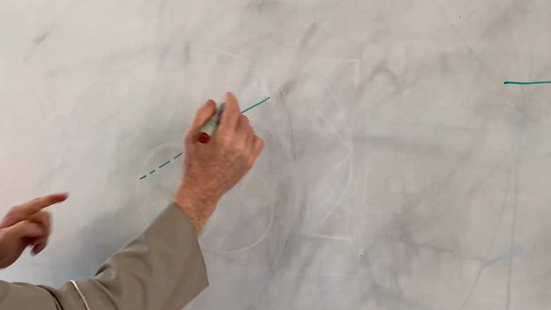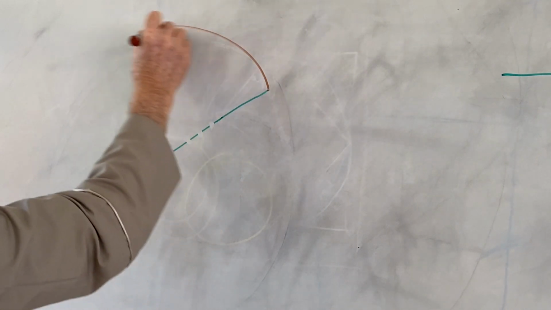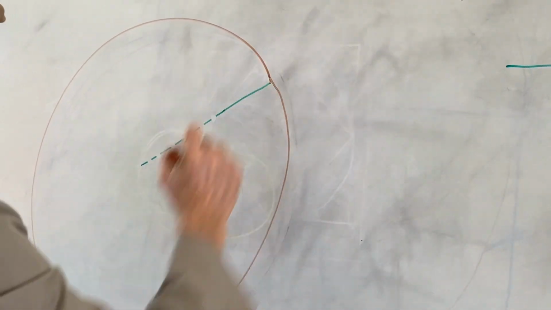Now let's take that line and swing it around to make a circle. Hold the point fixed and swing this around, making ourselves a circle.